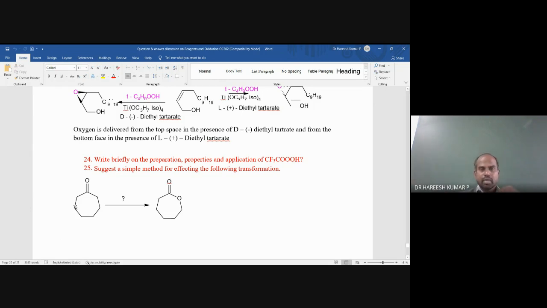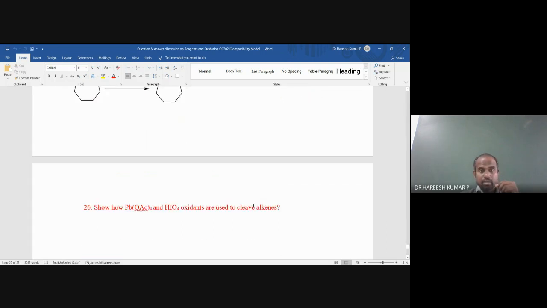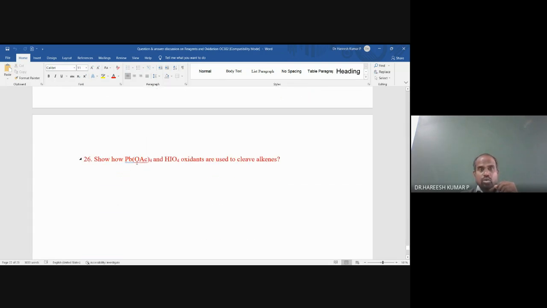Next: suggest a method for effecting the following transformation. Here, a 6-membered ketone is converted into a 7-membered lactone. So this is also one of the applications of peracid. And this is one more question: show how lead tetraacetate and periodate oxidants are used to cleave the alkene. Maybe you can look into the textbook by Smith. You will get an answer for this.